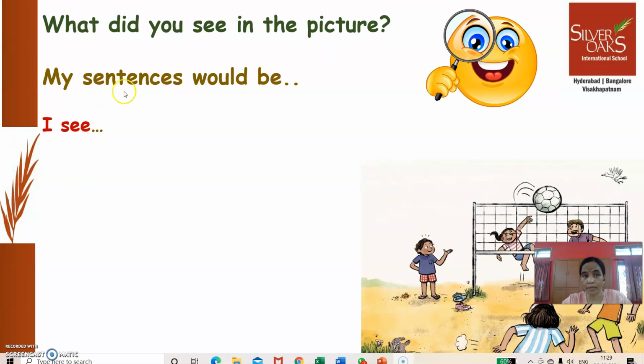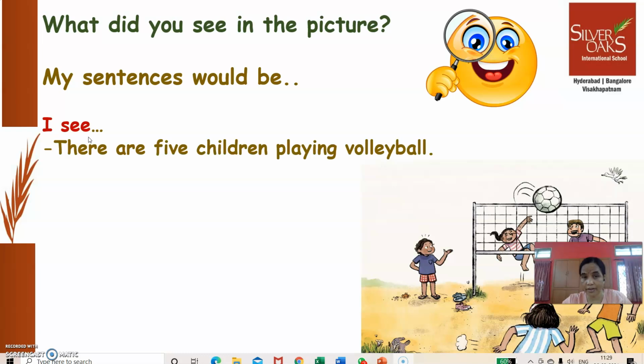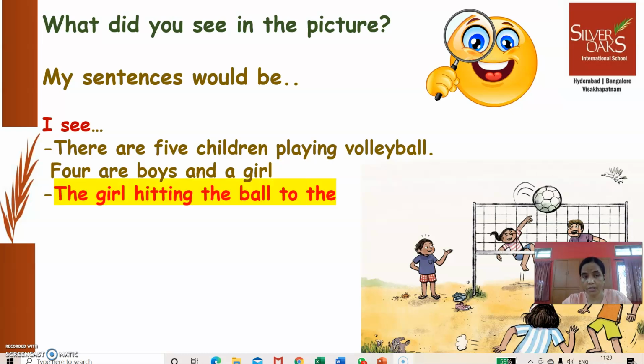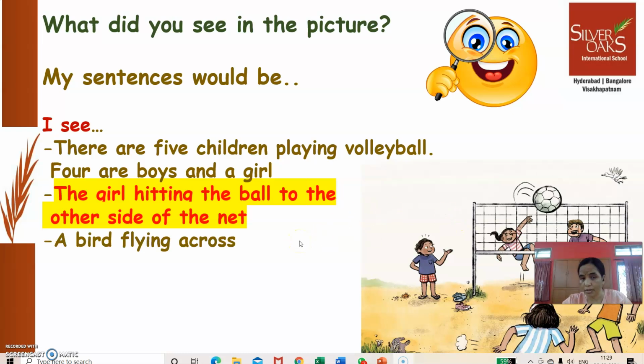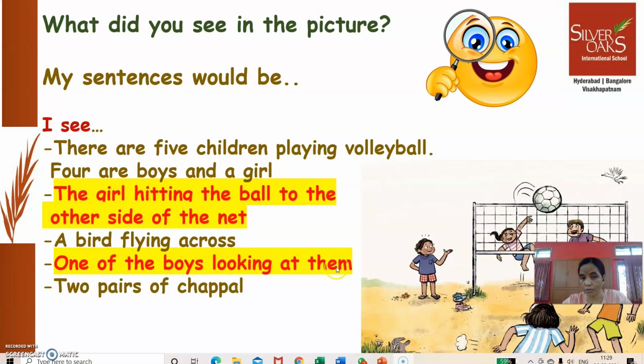So what did you see in this picture? Your sentence could start with I see. There are 5 children playing volleyball. Okay. 4 are boys and a girl. The girl is hitting the ball. Okay, and the girl is hitting the ball to the other side of the net. A bird flying across. Okay, one of the boys looking at them, and 2 pair of chappals.